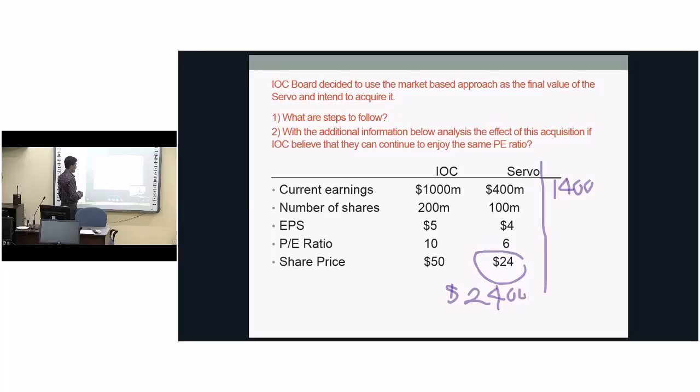Now, we already identified the value of Servo is $2,400 million. So, in order to compensate by the shares of IOC, we need to find how many shares we need to issue. So, we have a 2,400 million worth company. If you divide by $50, you may find how many shares we need to issue by IOC. How much is that?